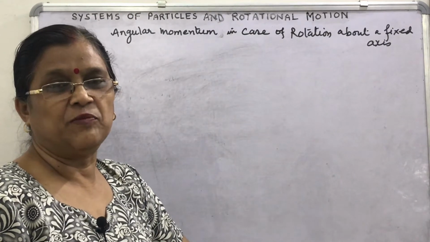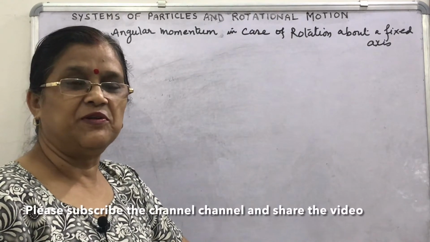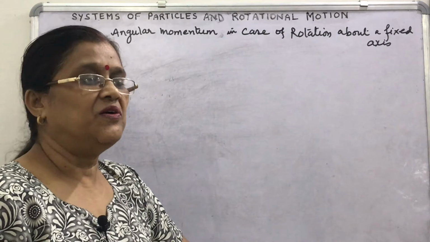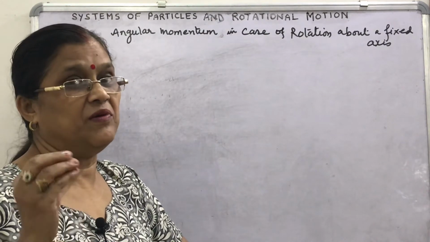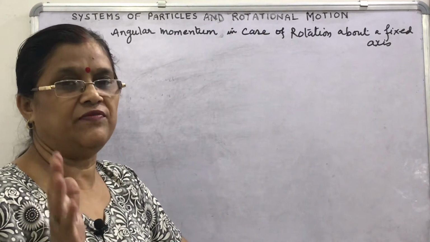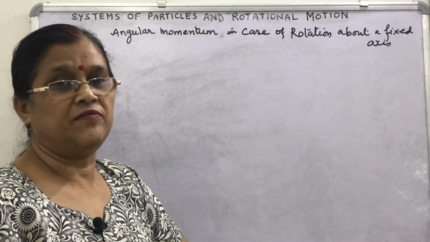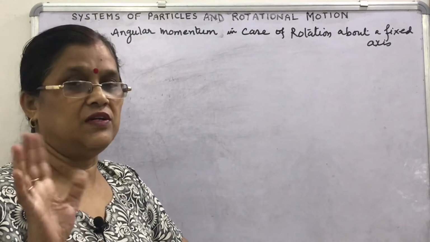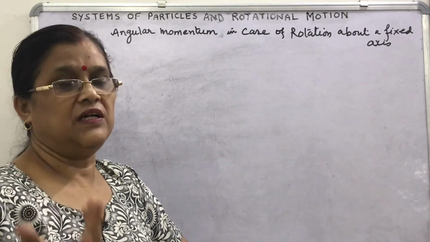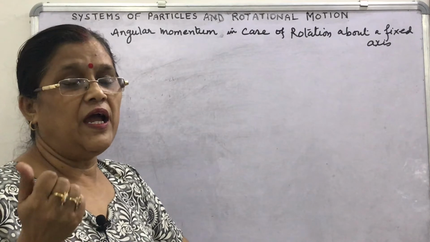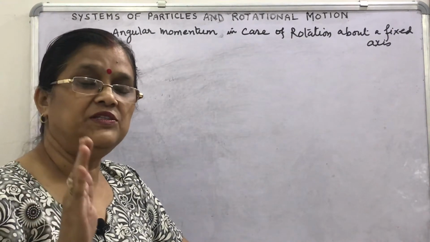We are discussing the topic system of particles and rotational motion. In continuation with the topic, today we will discuss rotation about a fixed axis and angular momentum of a rigid body. We will find what conservation of angular momentum is if the axis is fixed for a rigid body, whether the body is symmetric or not, what angular momentum is, and finally the examples based on conservation of angular momentum.